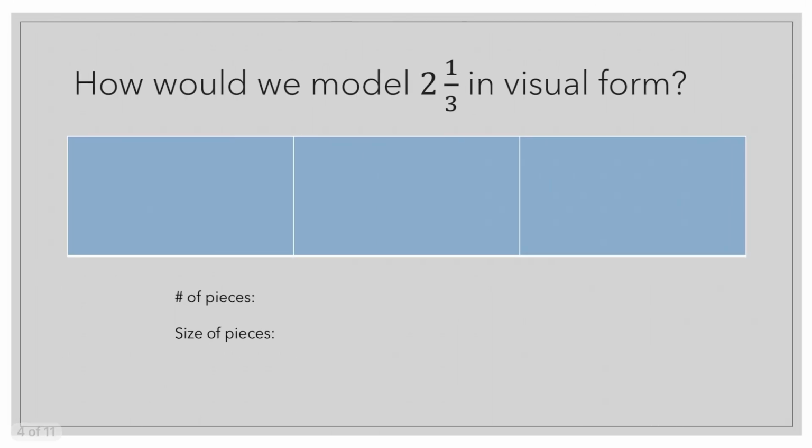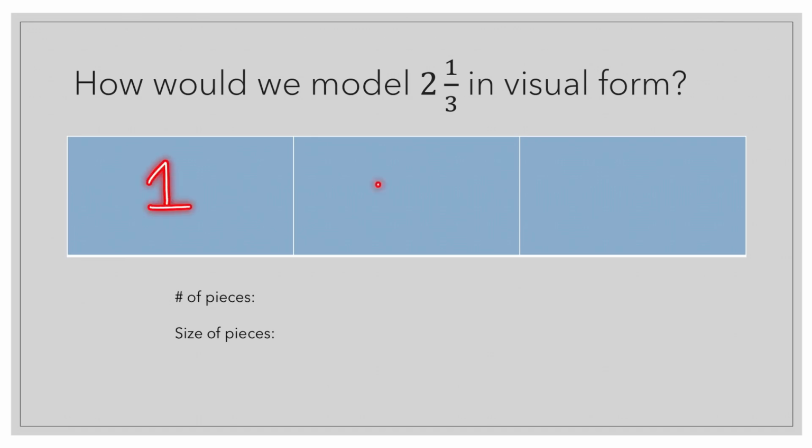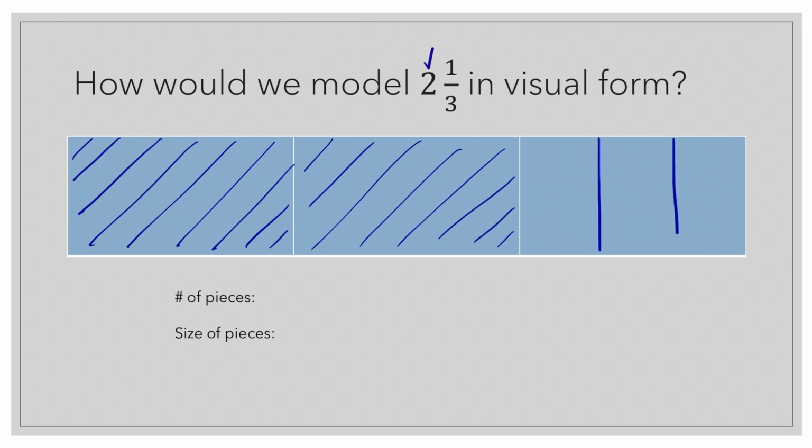So if I was to model 2 1/3 in visual form, and we'll just say each of these is going to be 1 piece, so this is 1 whole, this is 1 whole, and this is 1 whole. 2 1/3 would be, we'd have 2 wholes like this, and then that takes care of the 2, and then we still have to do 1/3, so I'd divide this last one into 3 parts, and I would just have this part.